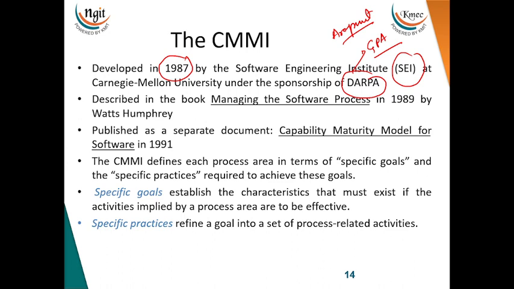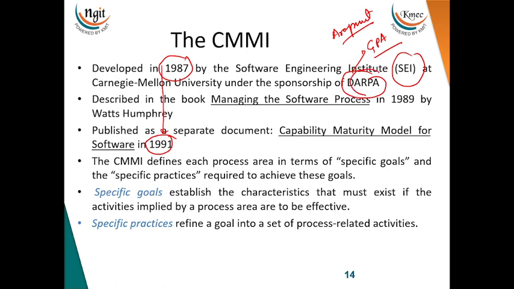It was also described in Managing the Software Process in 1989 by Watts Humphrey, who published it as a separate book and documentation in 1991. So it took nearly four years to become public, and it was sponsored by DARPA, correct?